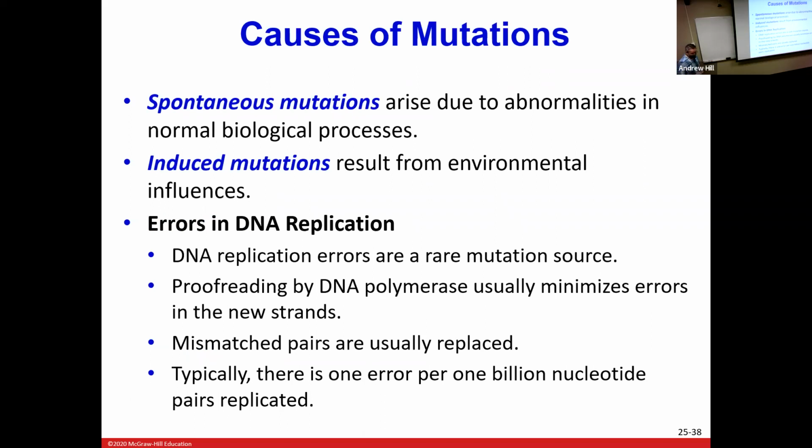Okay, so how do mutations occur? Some occur spontaneously. They arise due to abnormalities in normal biological processes. So if you look within your body, your DNA is essentially always under attack. There are things called ROS, reactive oxygen species. These are highly reactive substances often involving oxygen, like hydrogen peroxide we mentioned earlier, right? Those are found in peroxisomes. There's other forms of reactive oxygen species.